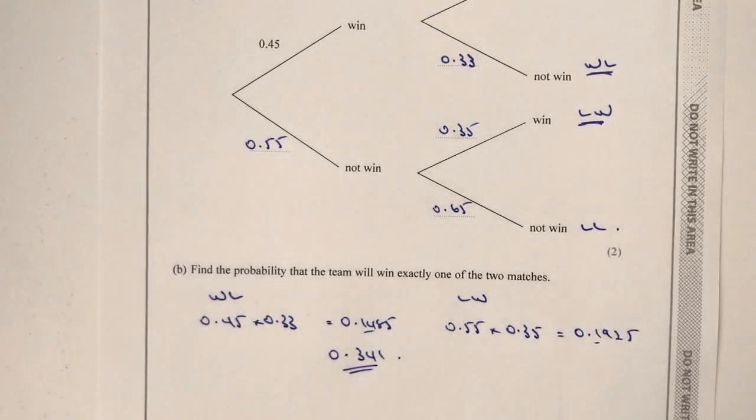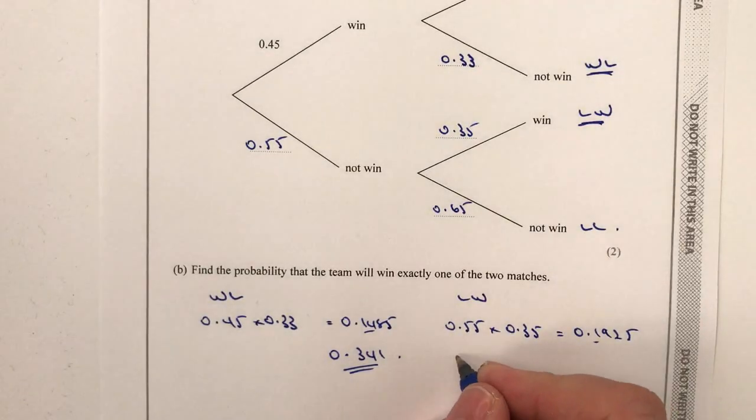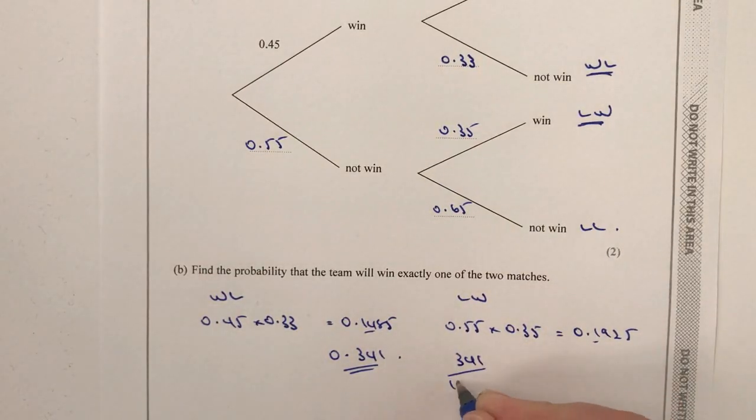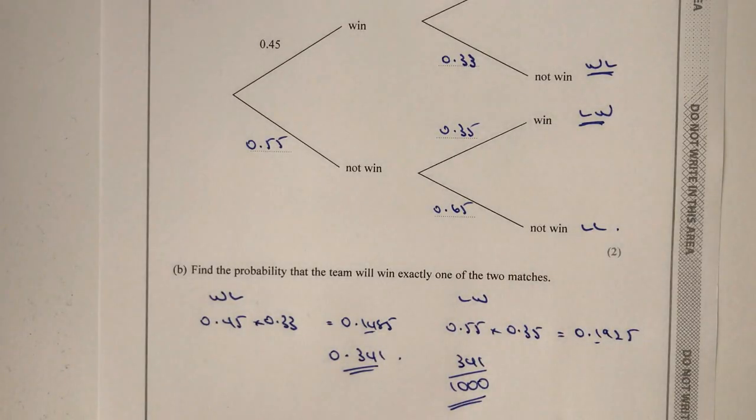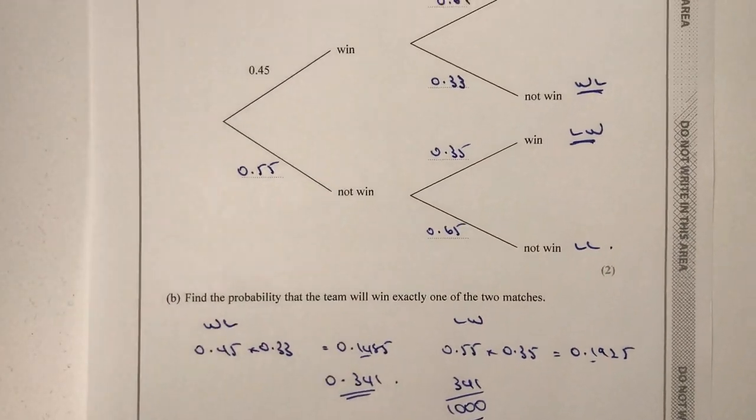And actually that's the answer to the question. If you prefer, you can write it as a fraction, so that'd be 341 out of 1,000 matches. So there's 2 options there for you, and hopefully that would be all right for you. Let's move on then to question number 16.